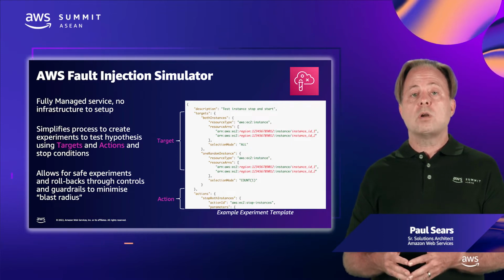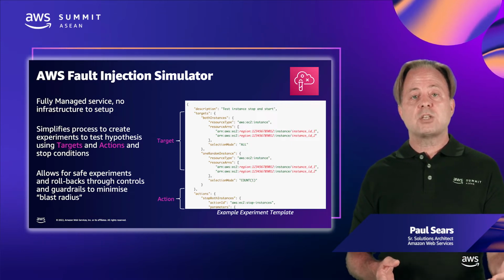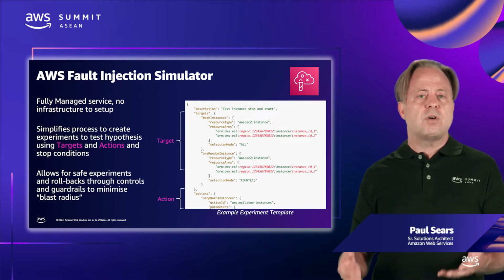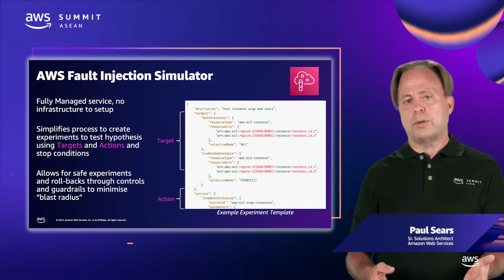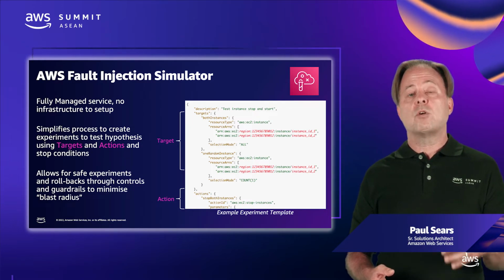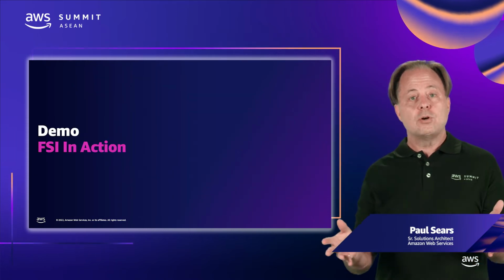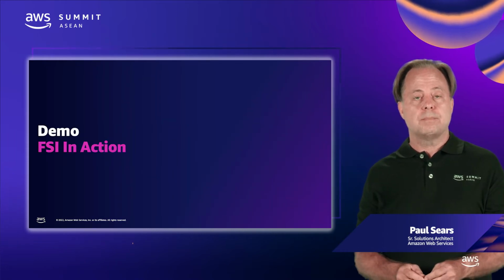A target is one or more AWS resources on which an action is performed by AWS FIS during an experiment. You define targets when you create an experiment template. You can use the same target for multiple actions in your experiment template. Let's have a look at the demo to show what I mean.